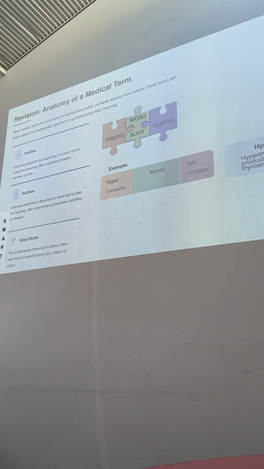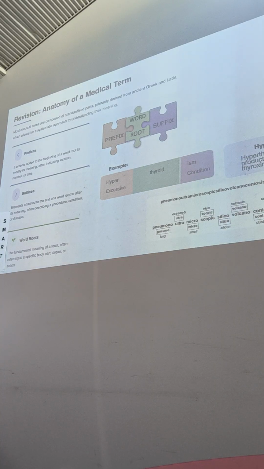So it's a prefix, which is the beginning of the root word, and usually shows the location, the number, or maybe the time. So in hyperthyroidism, hyper is excessive, that's the prefix. And the suffix is at the end of the root word to alter its meaning, often describing a procedure, condition, or disease. In hyperthyroidism, ism is condition. And here our root word is thyroid. So excessive thyroid condition is hyperthyroidism, right? Hyperthyroidism is production of too much thyroxine hormone.